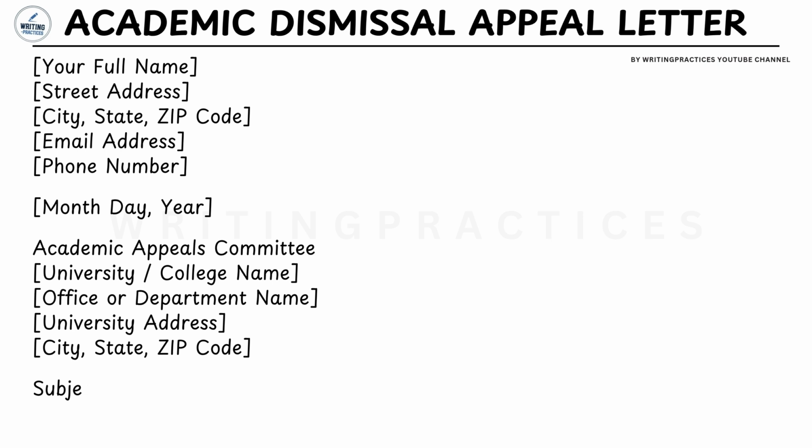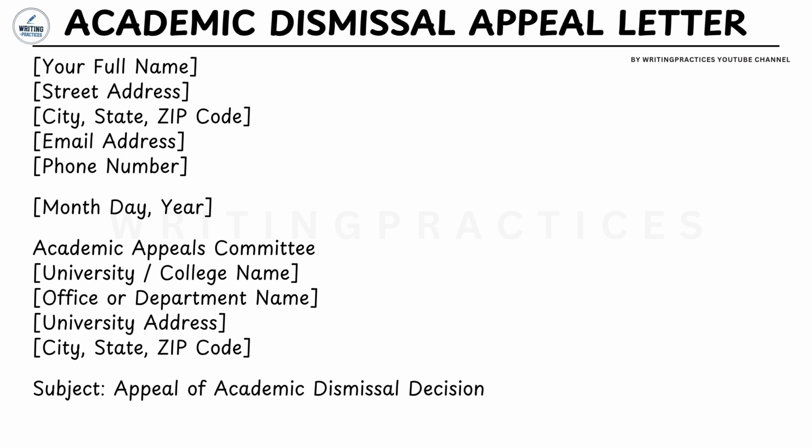Subject line. The subject line clearly identifies the purpose of the appeal. For example, subject, Appeal of Academic Dismissal Decision. This immediately informs the committee about the nature of the letter. Keep the subject line professional and direct.